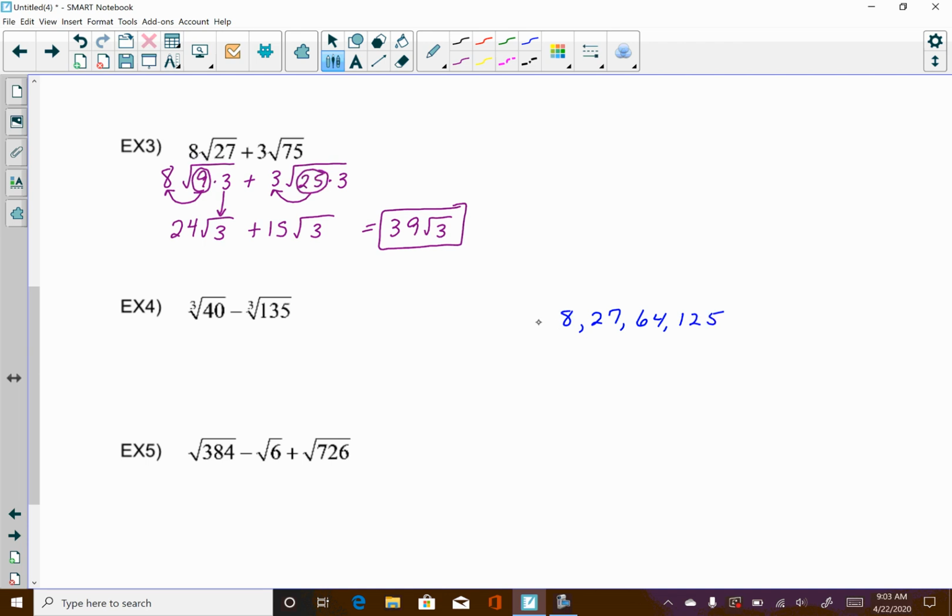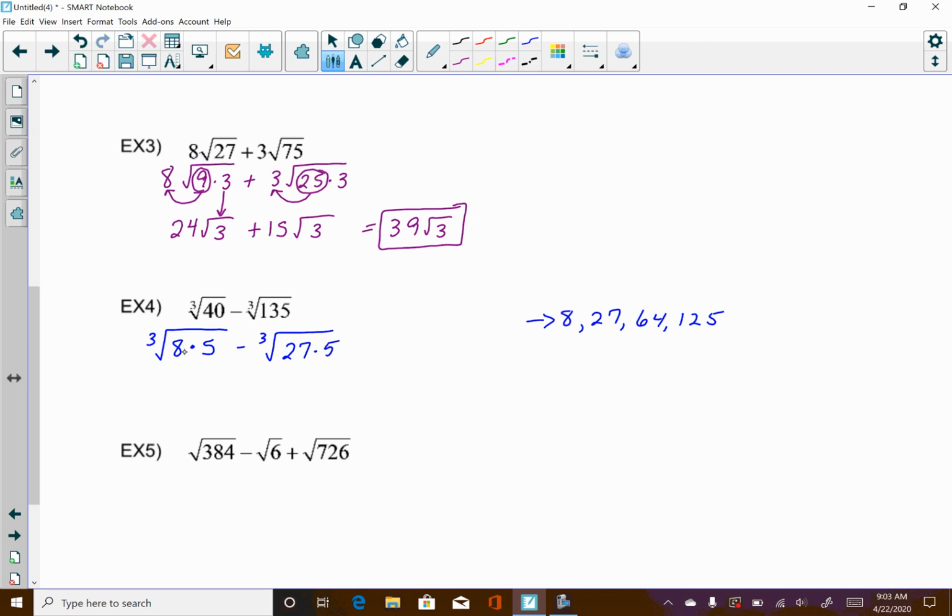All right, so I look for the highest number in this list that will divide evenly into 40. And so hopefully that one's pretty obvious to you. Oh, 8 will go into 40. 8 times 5 minus 135. And this one may not be as obvious to you. It wouldn't be to me. You just start going through your list. 135 divided by 8. That won't go evenly. 135 divided by 27 though. 27 times 5.